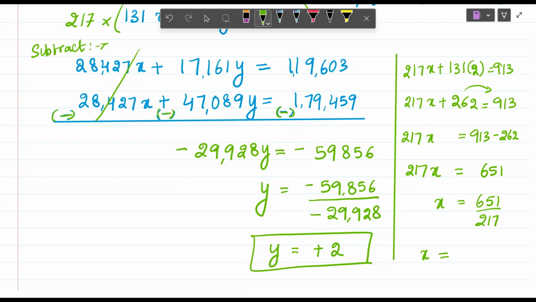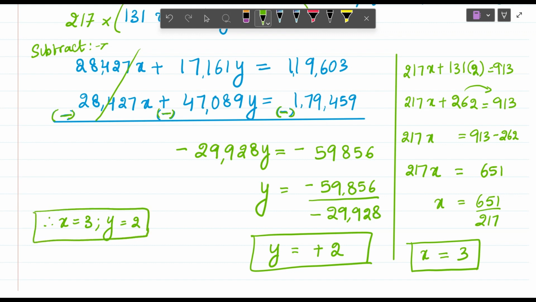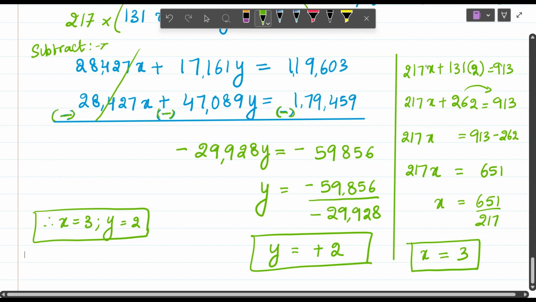Isn't it? So what is the value of 217 into 3? It is nothing but 651. So the value we got as 3. Okay. Therefore you can write as x is equal to 3, comma y is equal to 2. See, very simple. Only in the questions we got the bigger numbers. Don't get fear about seeing the bigger numbers. Okay. So just do our elimination method. You will get the answer within 2 to 3 steps. Clear?